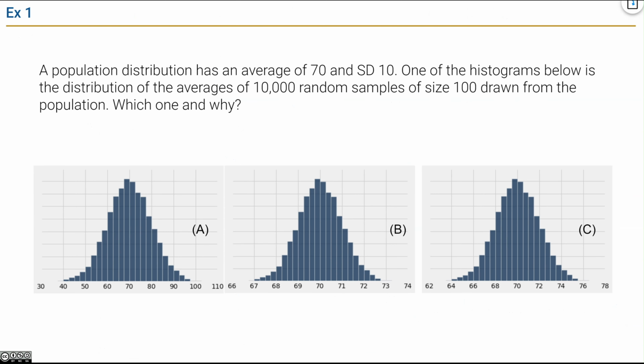Let's put this into practice. Suppose I tell you a population distribution has an average of 70 and a standard deviation of 10. One of the histograms below is the distribution of the averages of 10,000 random samples of size 100 drawn from the population. Which one and why? Take a minute.